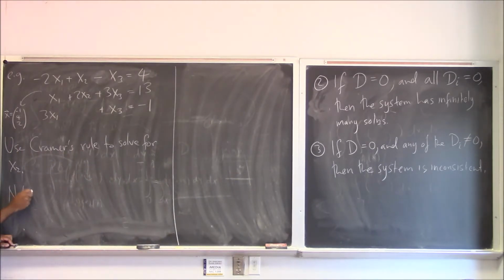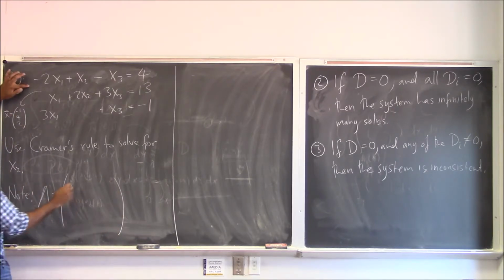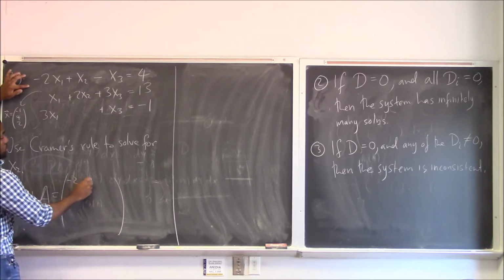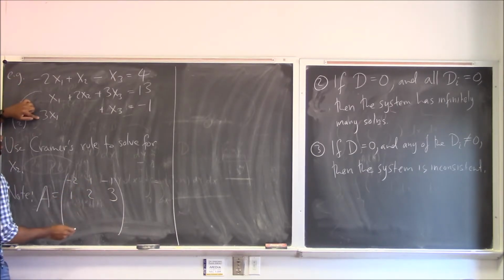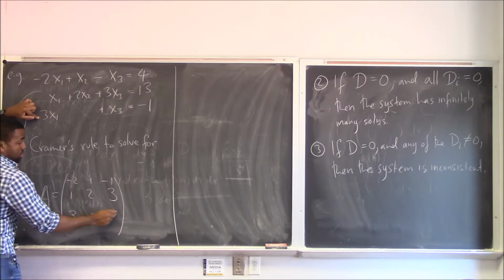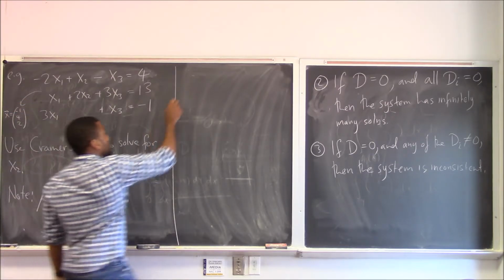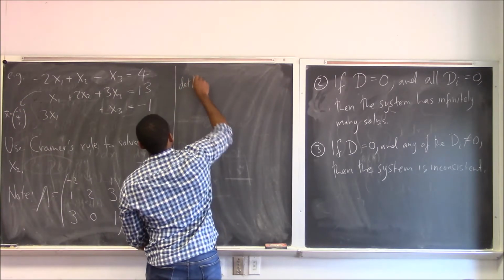First of all, note, what is the A here? Your original matrix. Yeah, so what is that? 2, 1, negative 1. Minus 2, 1, negative 1. 1, 2, 3. 3, 0, 1. Okay, so let's actually find the determinant of A.